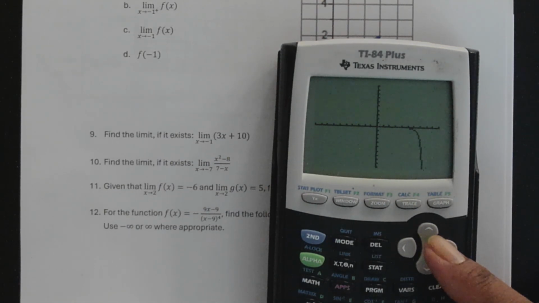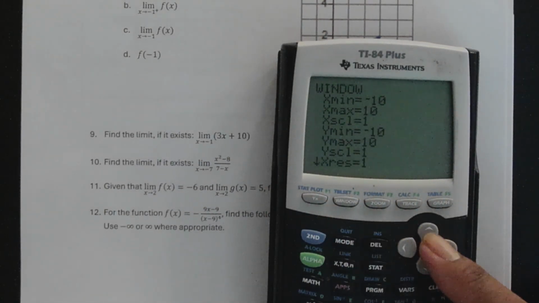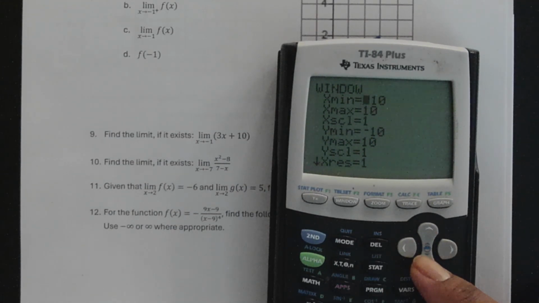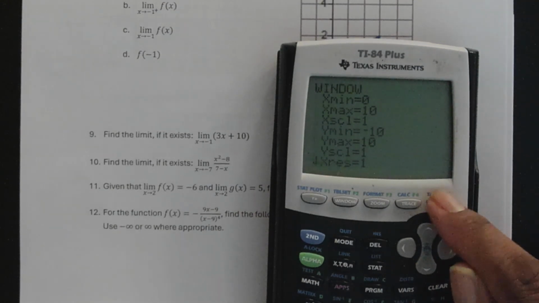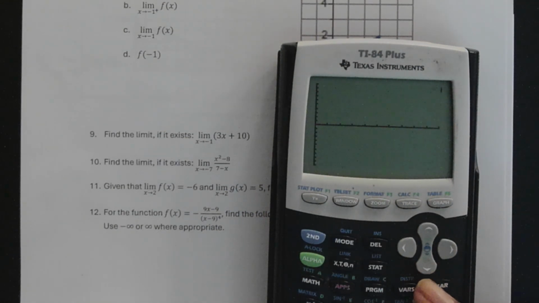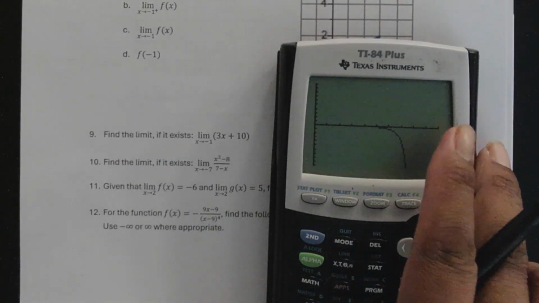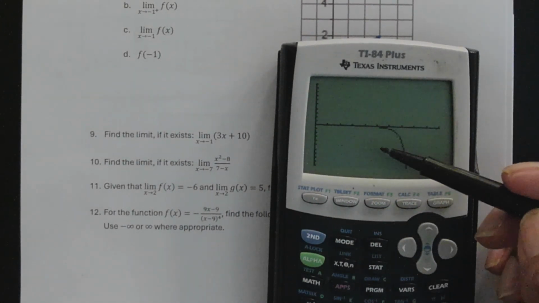Okay, it's the other part right here. The window. I'm going to do from 0 to 10. Okay. But let's look at this anyway.